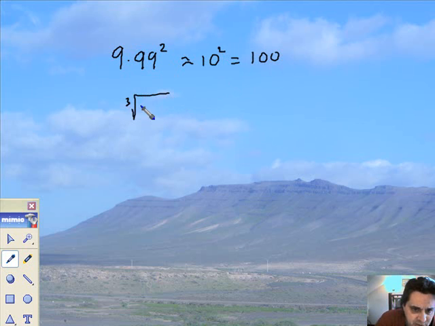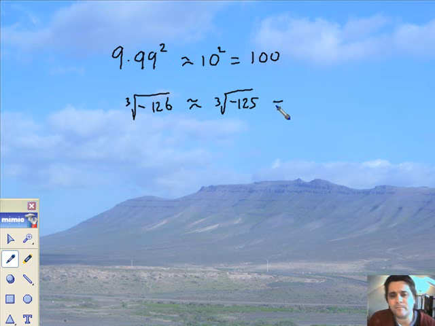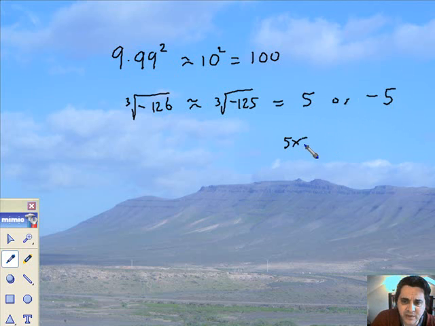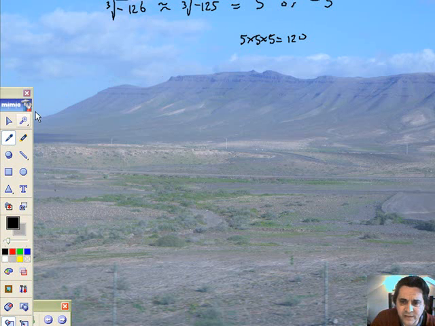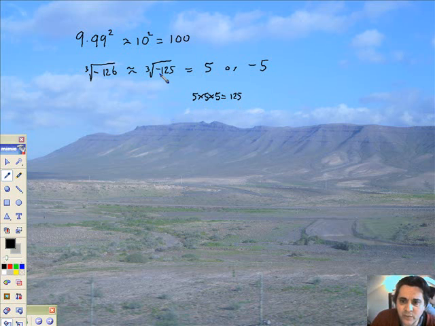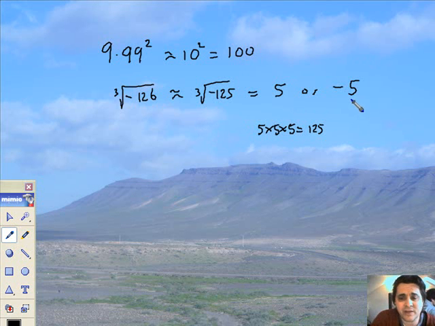It looks a little bit baffling, doesn't it? It's the cube root of minus 126. Well, you should know by now that 5 times 5 times 5 makes 125. So we're approximately looking at the cube root of minus 125. Now, here's the question. Is it 5 or is it minus 5? Let's test it out. 5 times 5 times 5 is definitely 125, but we're looking for minus 125, so therefore the answer has to be minus 5.